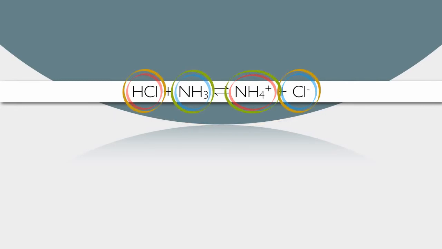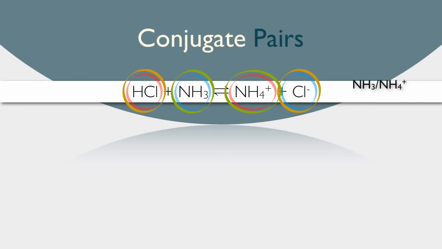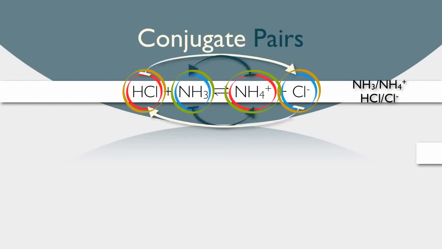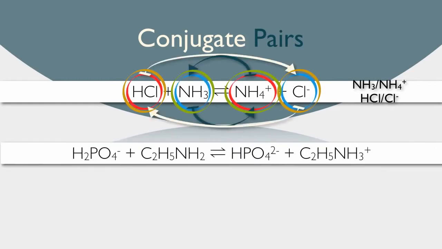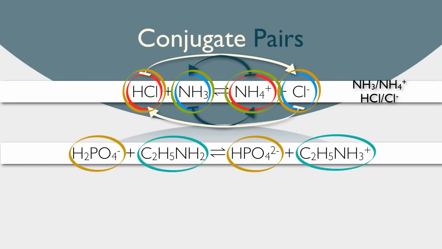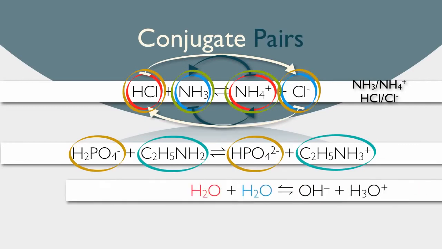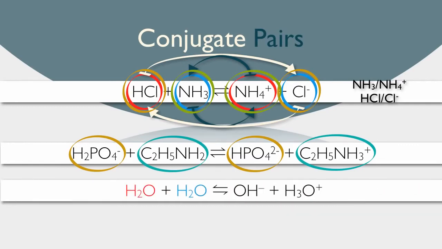These matched pairs of acids and bases are called conjugate pairs. Our green pair, ammonia and ammonium, are a conjugate pair of base and acid, while our orange pair, hydrochloric acid and chloride ion, are an acid and its conjugate base. Here we have dihydrogen phosphate ion and monohydrogen phosphate ion, its conjugate acid. We also have ethylamine acting as a base and its conjugate acid. Of course, water, being amphiprotic, can be its own conjugate base and conjugate acid.